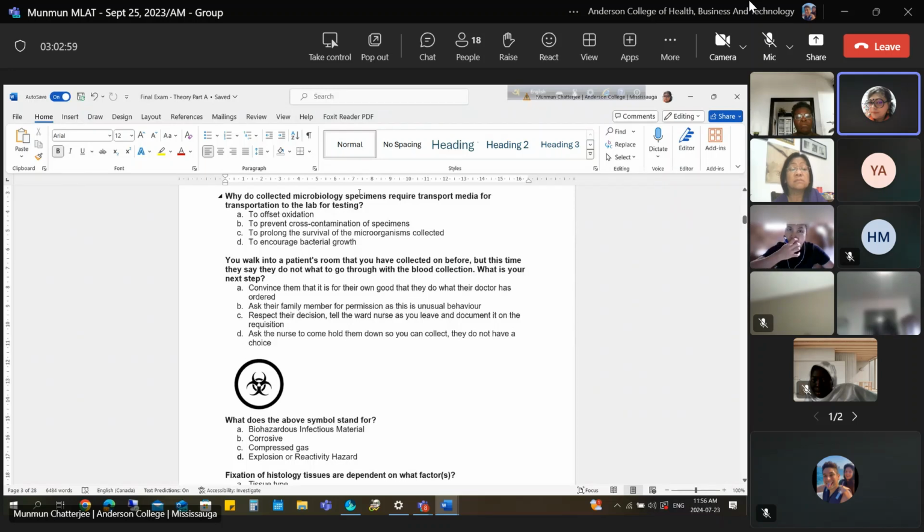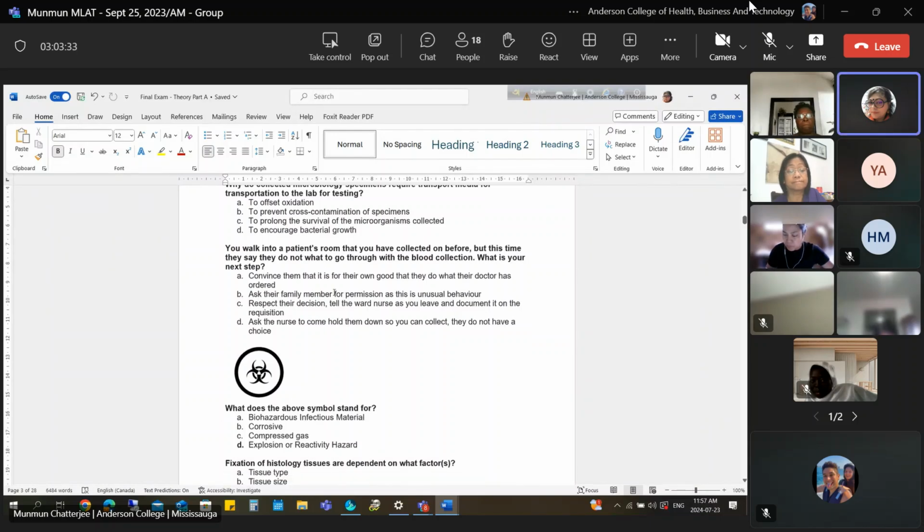Why do we collect microbial specimens in specific transport media for transport to the lab for testing? Letter B, to prevent cross contamination. C, to prolong the survival of the microorganism. Exactly, letter C. Cross contamination: once the sample is inside, there will be no cross contamination inside. Outside, they may be contaminated. You have to take care of that, the bottle and this and that, before and after. Okay.